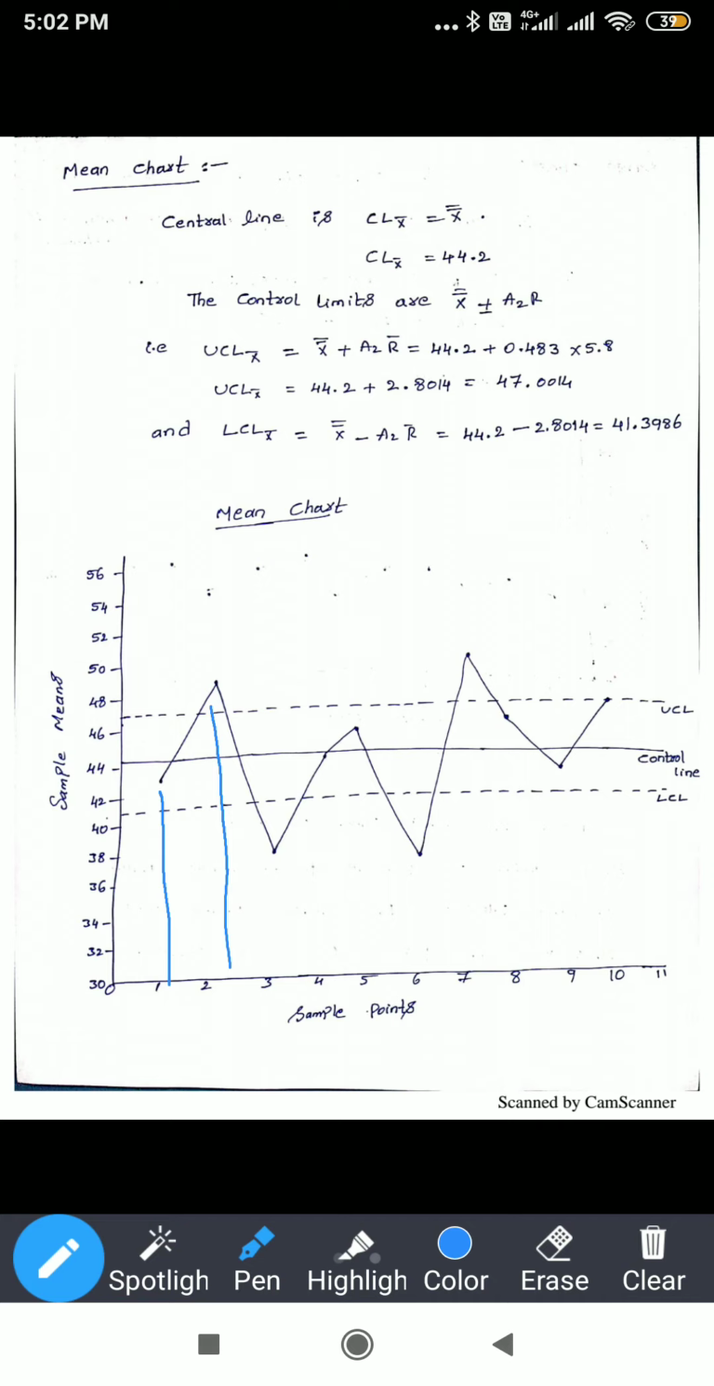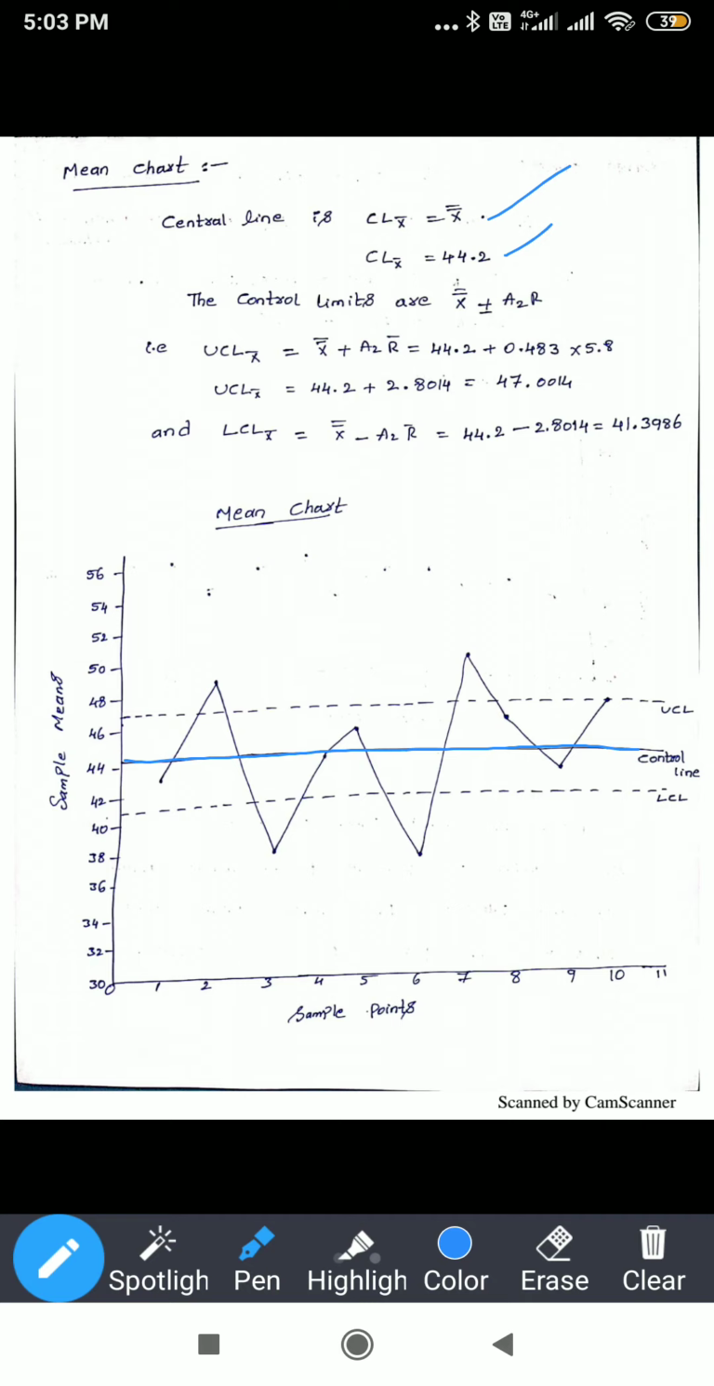Before going to draw the points, first you have to draw the control line, the LCL, lower control limit, and the upper control line. These first we have to draw. See control line, that is CL. What is the CL value? 44.2. First you have to draw this 44.2.